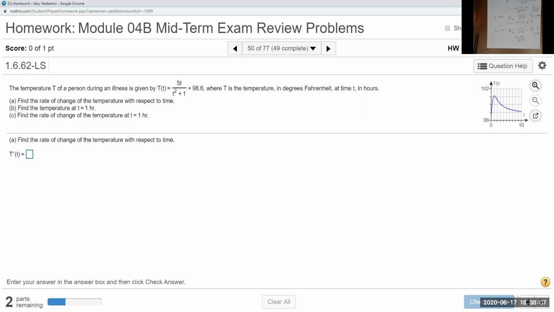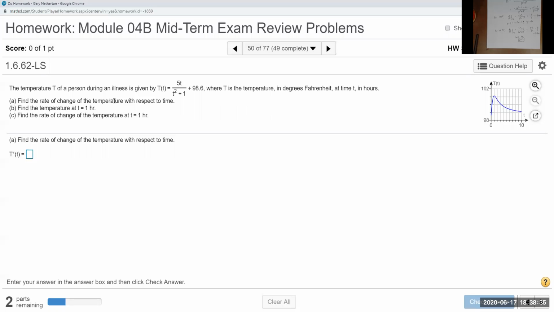Looks like some kind of a story problem. Number 50, the temperature T of a person during an illness is given by this equation where T is the temperature in degrees Fahrenheit and t is in hours. So large T, capital T is the temperature of the person. Small t is the number of hours that have passed. And then there's 3 questions.